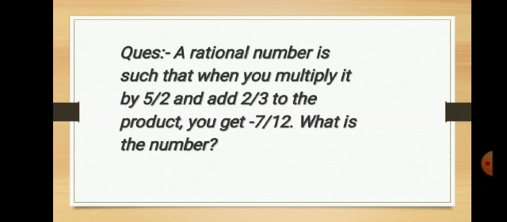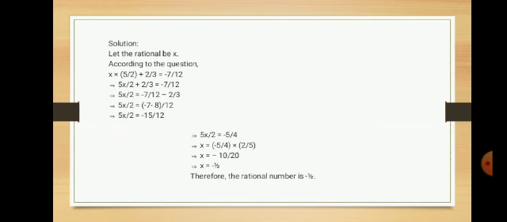Next, a rational number is such that when you multiply it by 5 by 2 and add 2 by 3 to the product, you get minus 7 upon 12. What is the number? We have to find the number. A rational number is such that when you multiply it by 5 by 2, when we are multiplying, let the rational number be x.